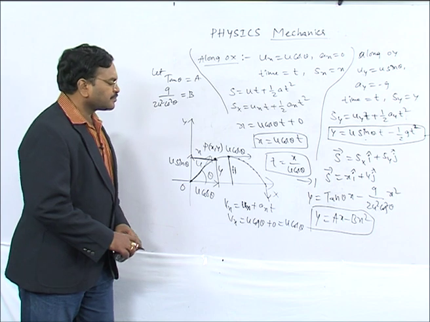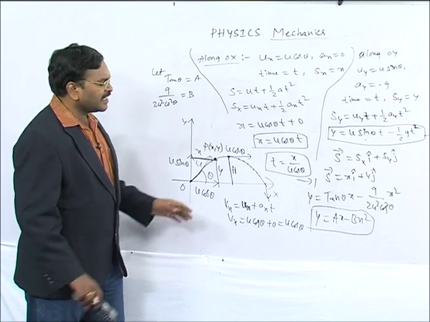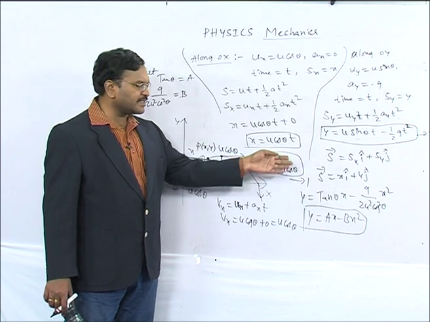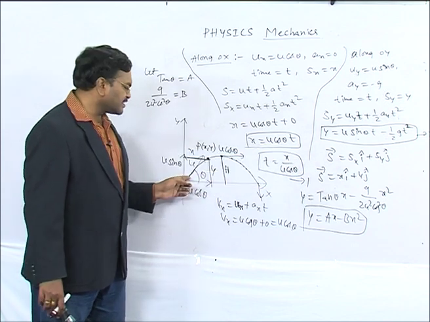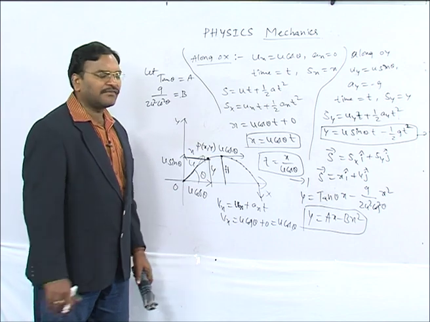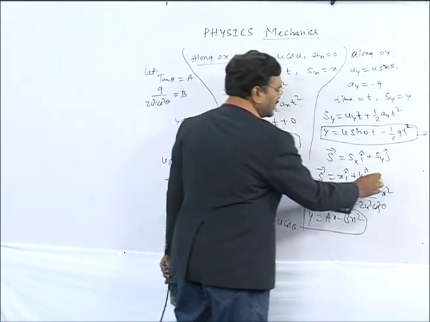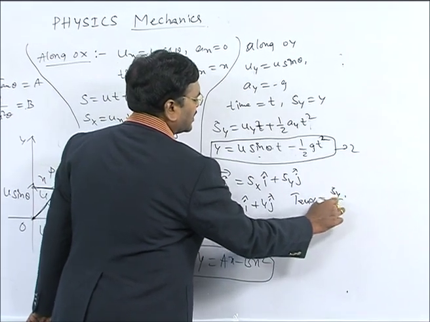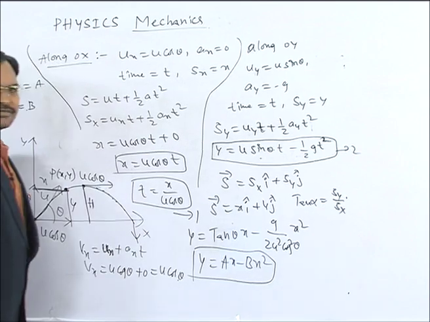Now, we also calculate direction. What is the direction here? tan theta. What do we write for tan theta? Sy by sx. Here we already took theta. Now, after time t seconds, we take the direction alpha. tan alpha is equal to Sy by sx.